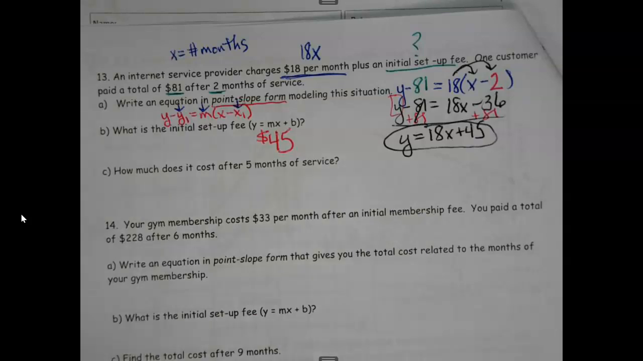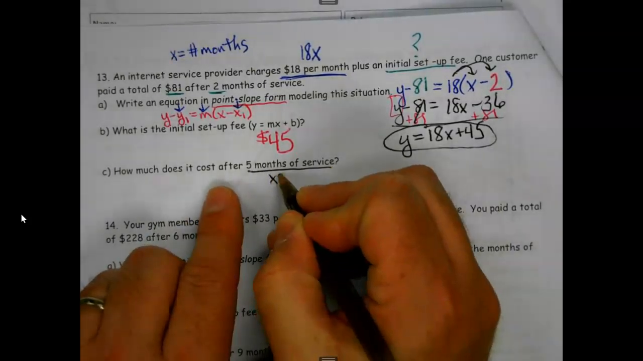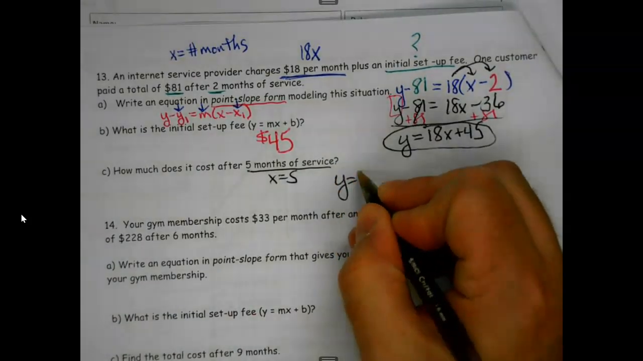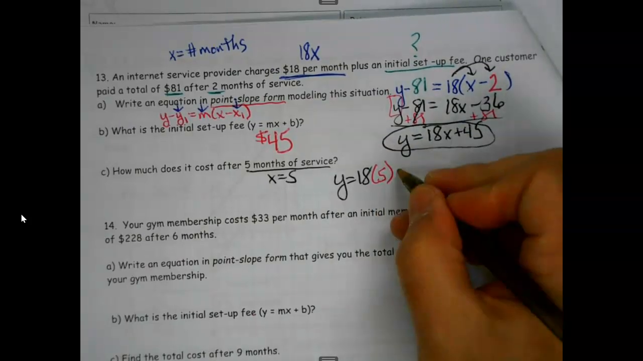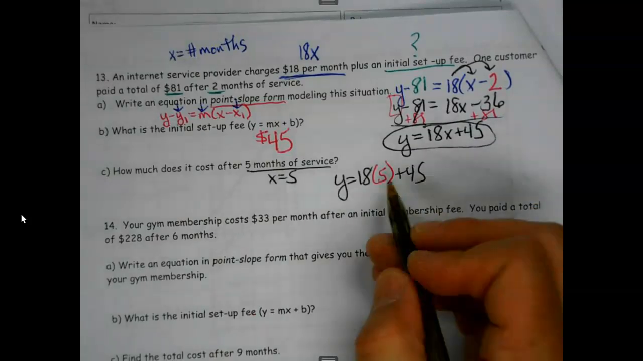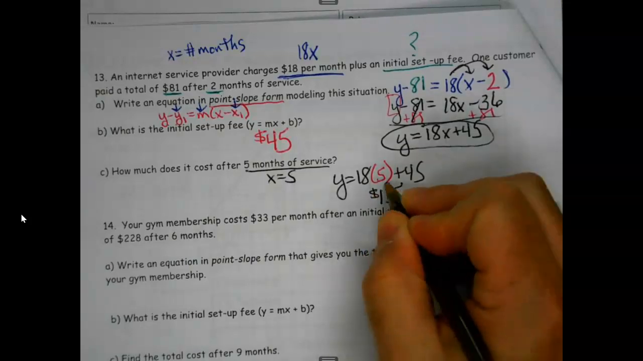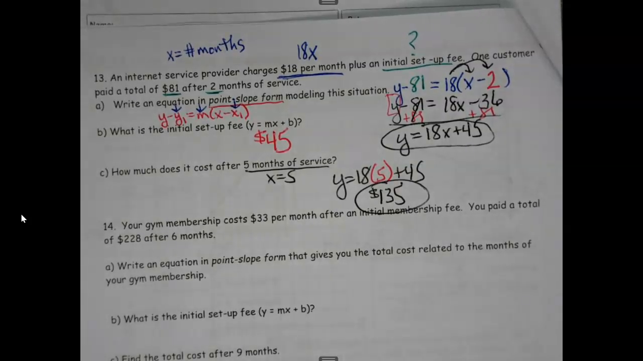And so now all I'm going to do to finish this up: how much does it cost after 5 months of service? If I plug in 5 for x, oh, am I going to trust my brain? I think I'm going to. 90, 45. Not too shabby. Not too shabby at all.